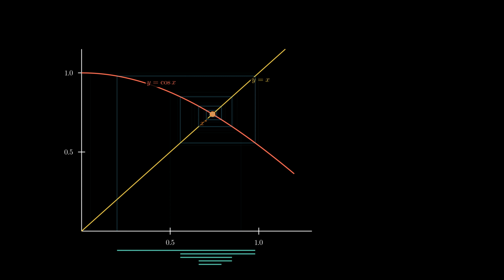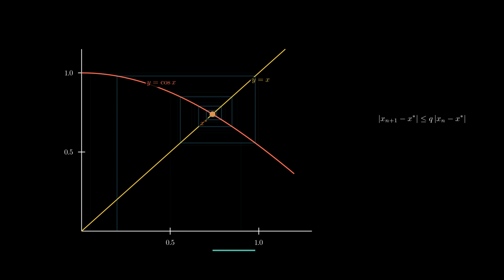The gaps between consecutive iterates shrink geometrically. Each gap is at most q times the previous. So the iterates bunch into a Cauchy sequence. Completeness gives the limit. Contraction forces it to be a fixed point.